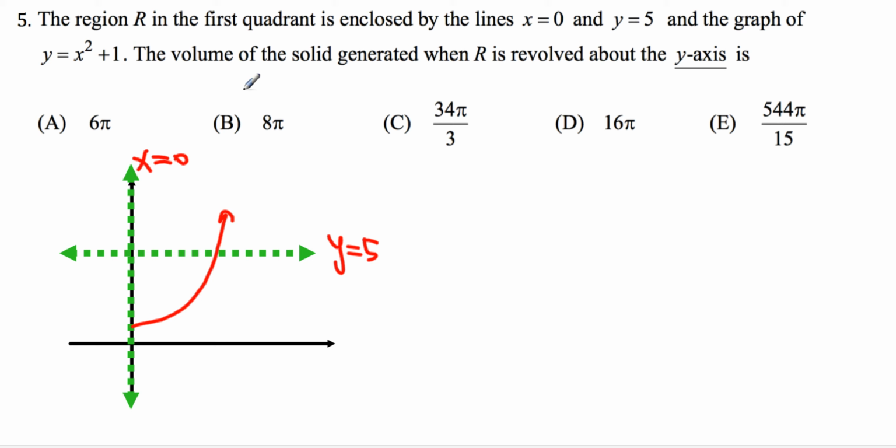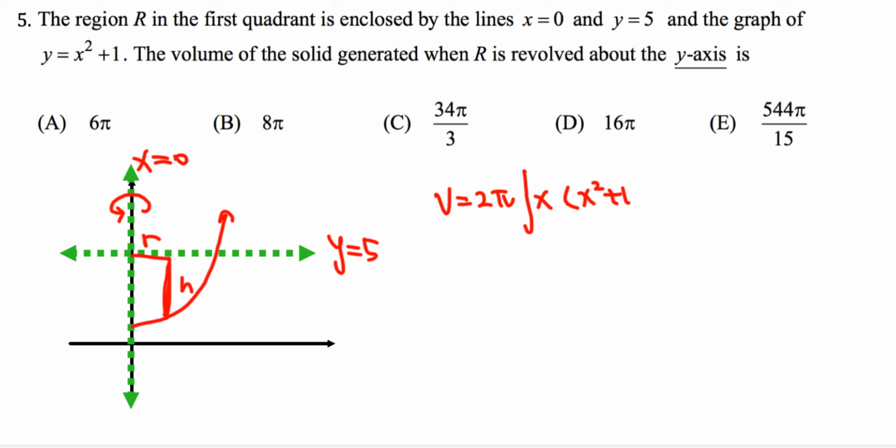Now, this has been revolving around the y-axis. Okay, then what will happen? We can use different kinds of methods, but since the function is in terms of y, we can use the shell method that goes up and down. This will be the height, and this will be the radius. Then we get volume is equal to 2 pi, radius is equal to x, and then h is equal to this one minus 1. So we get x squared plus 1.